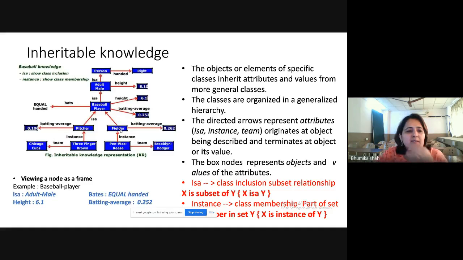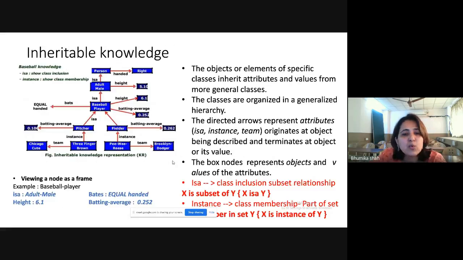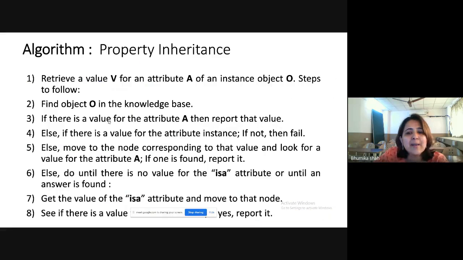0.262. So once again, move to the node corresponding to that value and look for the value of attribute A. If there is a value available, then report the value. So if I ask you what is the batting average for PVRs, then we will go to this step. Directly it is not available, so we will travel instance, go to filter and report the value 0.262. This is an example of how you report the value at step number 5.